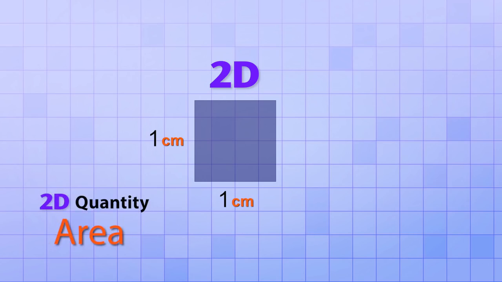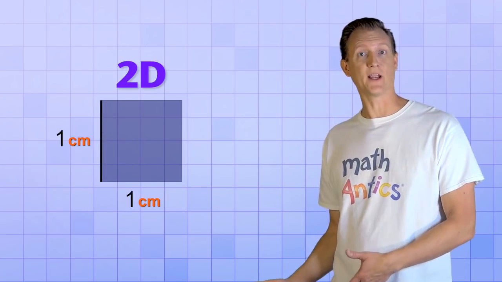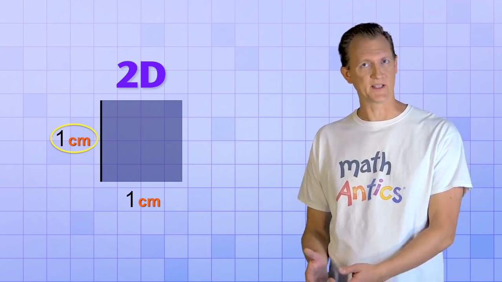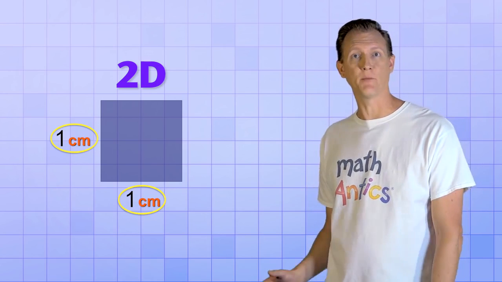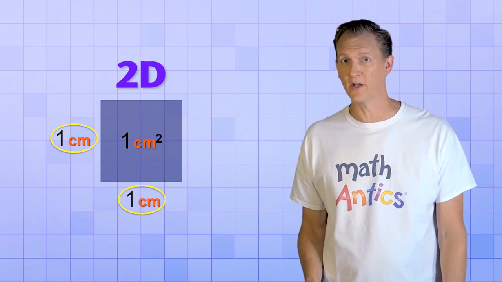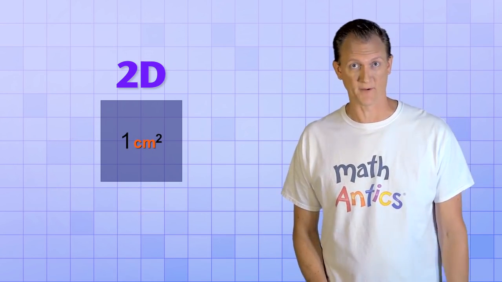And in the Mathantics video about area, we saw that if we move or extend this one-dimensional line in a direction perpendicular to it by a distance of 1 centimeter, it forms a two-dimensional object called a square. Two-dimensional objects are measured by the two-dimensional quantity that we call area. Because the original line was 1 centimeter long, and we extended it a distance of 1 centimeter, the amount of area that this square occupies is 1 square centimeter, which is a common unit for measuring area.